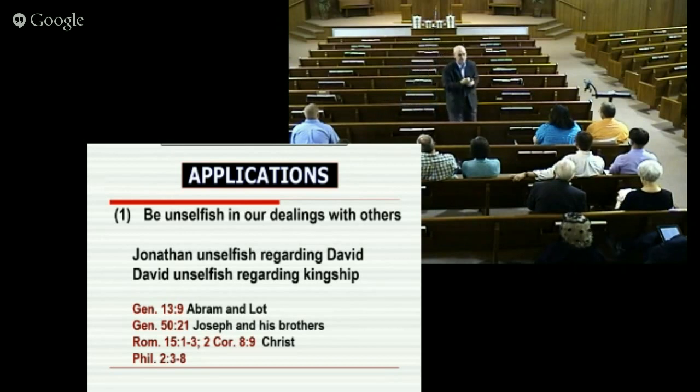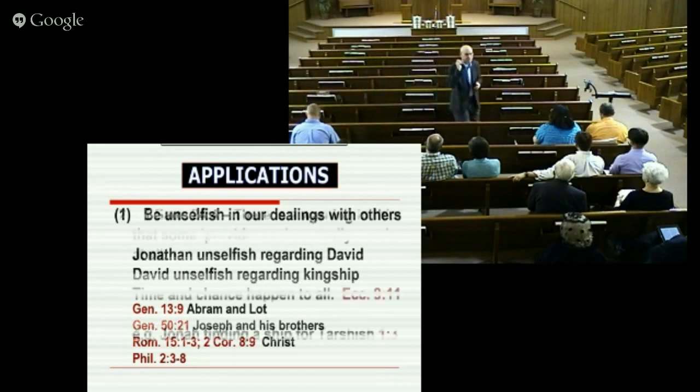And the passages up here: Abraham let Lot choose. Joseph, the way he treated his brothers. In chapter 50 it's after the death of their father. The brothers were really worried about how Joseph would come back and treat them, or what he would do to them. Joseph didn't do that. No revenge. And then the ones in the New Testament there.